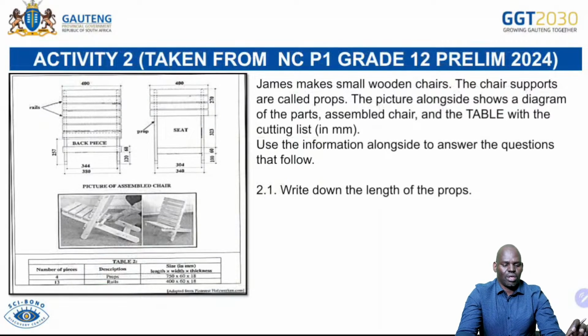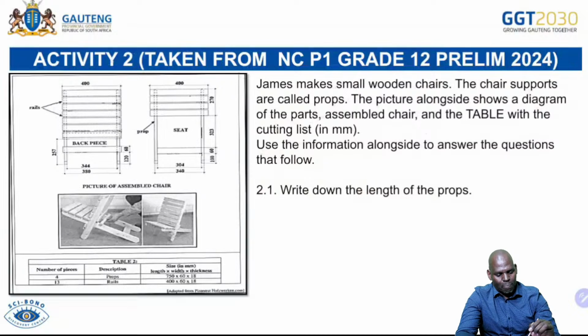Then the next activity is activity 2, which was taken from Northern Cape paper 1, prelim 2024. The information is: James makes a small wooden chair. The chair supports are called props. The picture alongside shows a diagram of all the parts, the assembled chair, and a table with the cutting list in millimeters. Use the information alongside to answer the questions that follow.